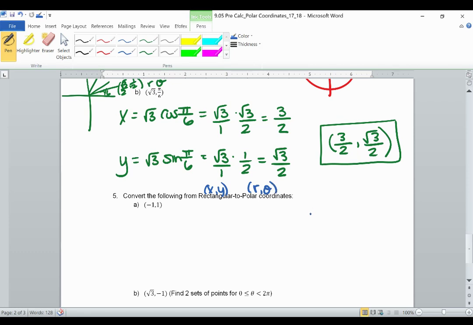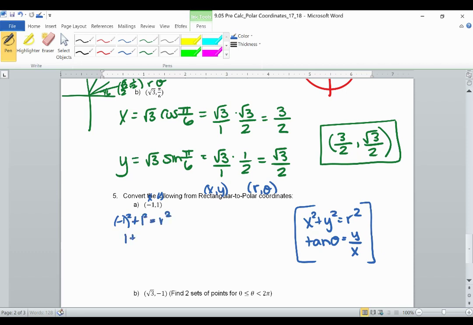So the formula is, if you know x and y already, you're going to use your Pythagorean theorem to find r, and then use the fact that tan theta is equal to opposite over adjacent, or y over x in this case, to find theta. So this is your x and this is your y. So first let's do -1 squared plus 1 squared equals r squared. So 1 plus 1 is 2. Take the square root, and r equals the square root of 2.